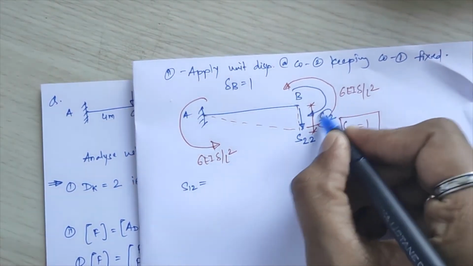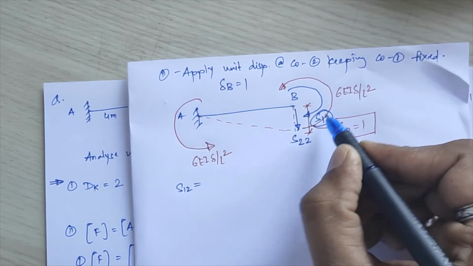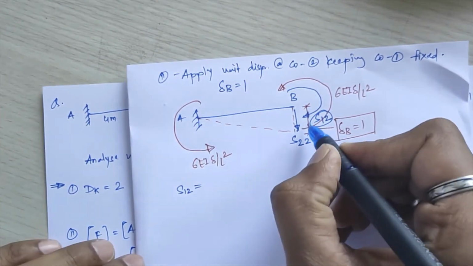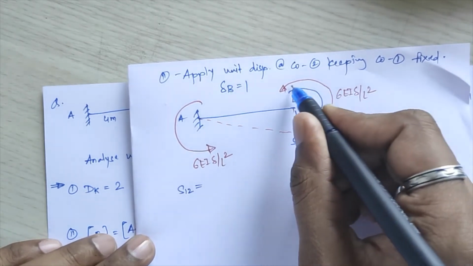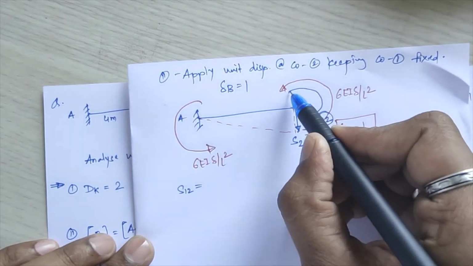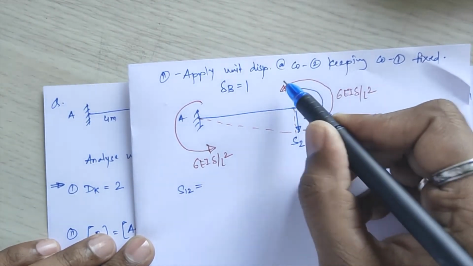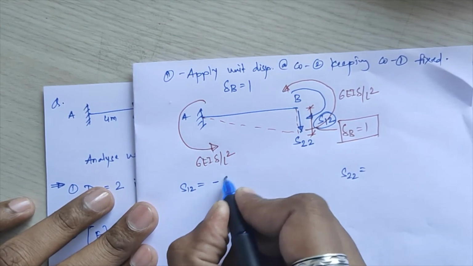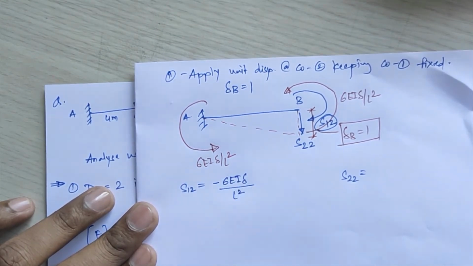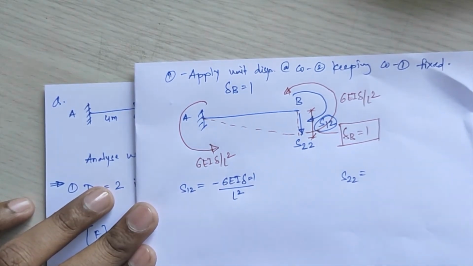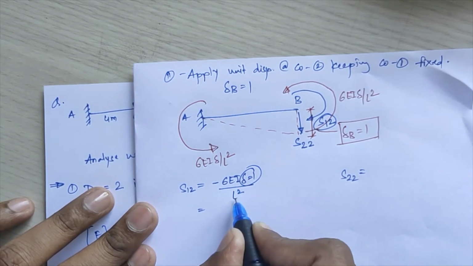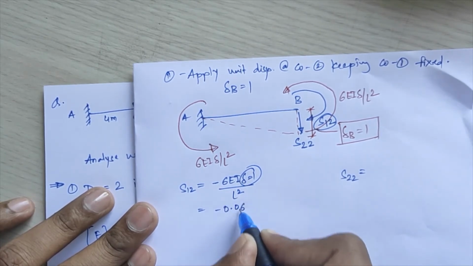We'll go for S12 first. Now if you see S12, that is the stiffness coefficient for the moment over there. Whatever this moment is, it is coming in anti-clockwise direction over here, that is 6EIΔ/L². If you are assuming clockwise, this is anti-clockwise, so I'll get S12 as minus 6EIΔ/L², where delta is equal to 1. If we calculate this 6EI/L², with L as 10, I get minus 0.06 EI.